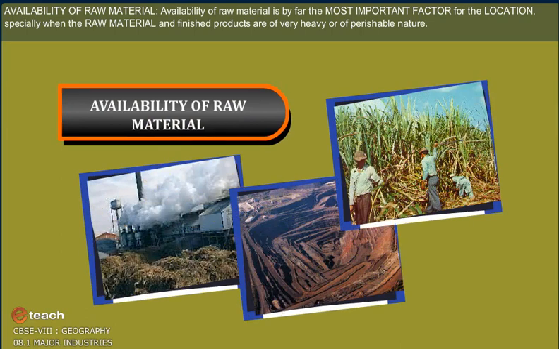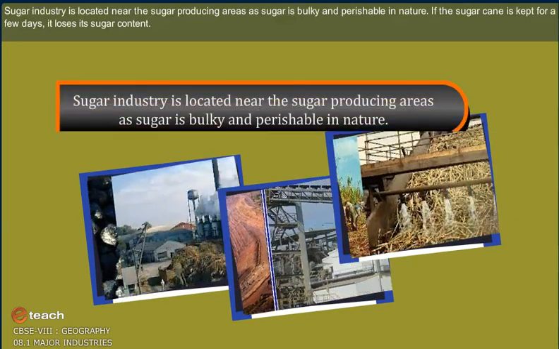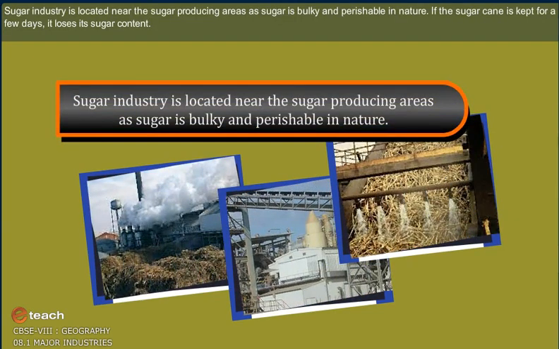Availability of raw material. Availability of raw material is by far the most important factor for the location, especially when the raw material and finished products are very heavy or of perishable nature. Sugar industry is located near the sugar producing areas as sugar is bulky and perishable in nature. If the sugarcane is kept for a few days, it loses its sugar content.